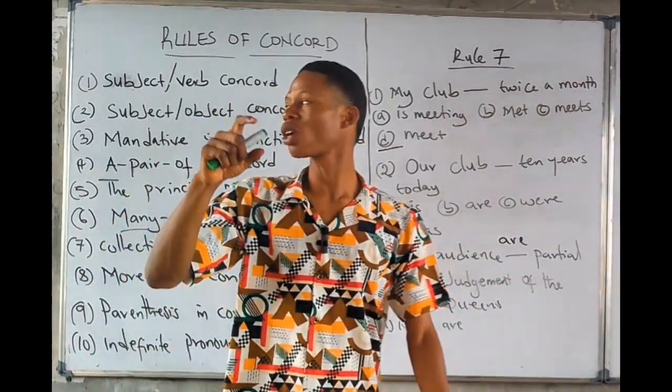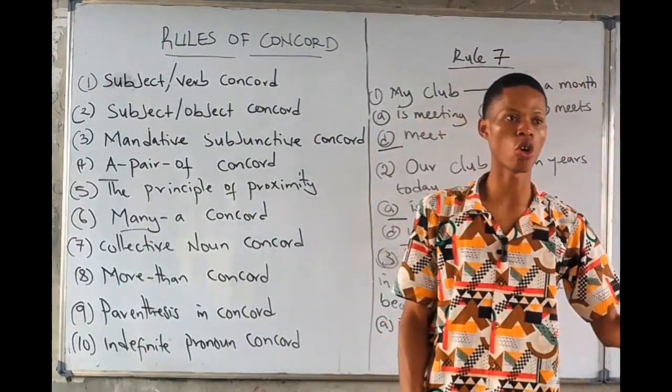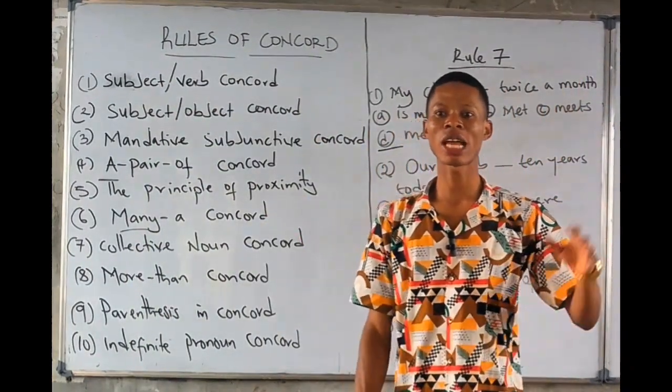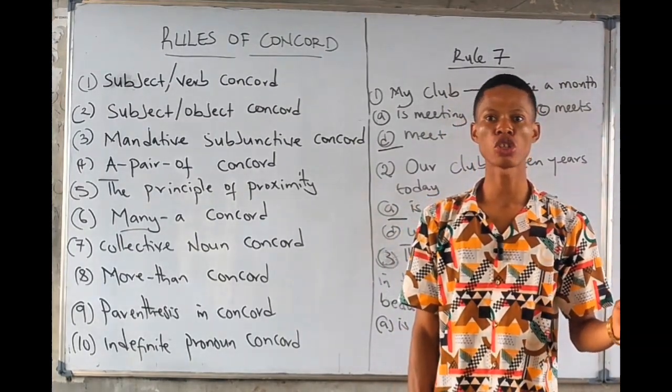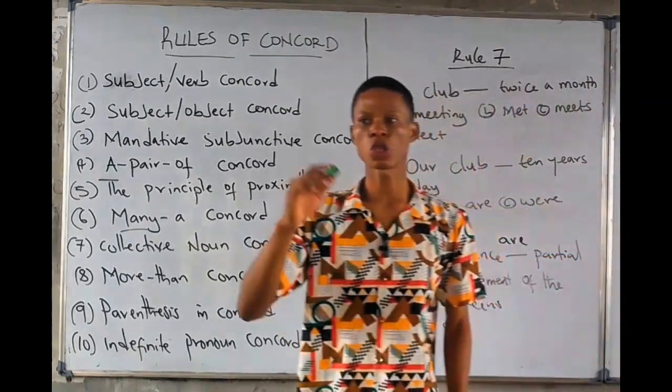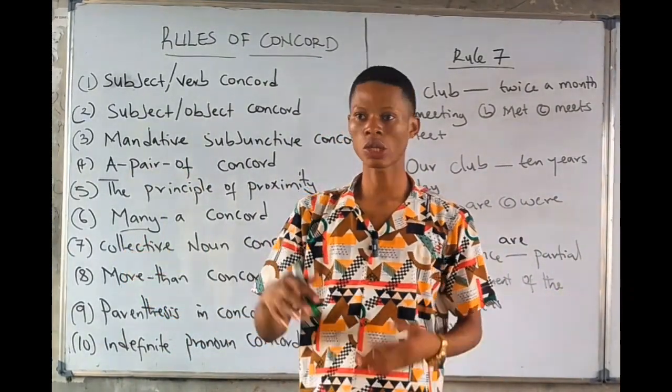So anytime you see a collective noun, ask yourself, is this collective noun performing an action or not? If it is performing an action, you use what kind of verb? Plural. But if it is not performing an action, use what? Singular. Simple. So always ask yourself that question.